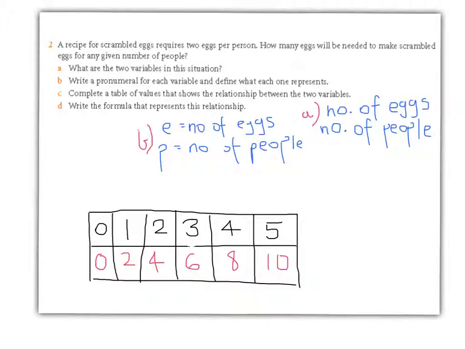Write the formula that represents this relationship. So, our rule for this relationship is going to be the number of eggs will be 2 times the number of people. And you can see that from here. The number of eggs will be 8 if we've got 4 people. 2 times 4 equals 8. And remembering that in algebra we don't write that multiplication sign, so our equation will be E equals 2P.